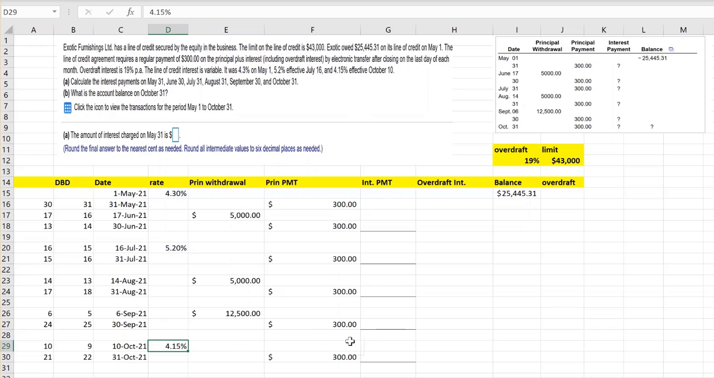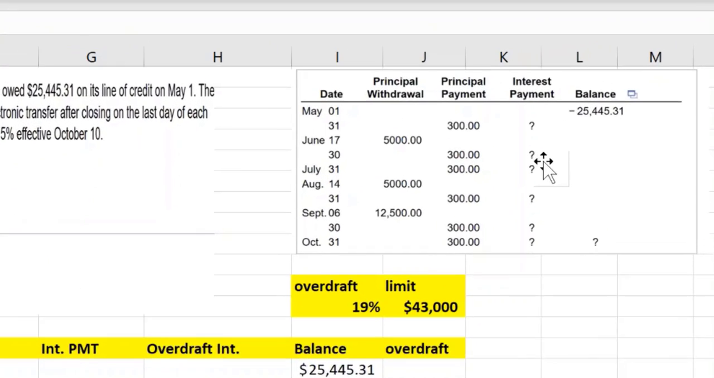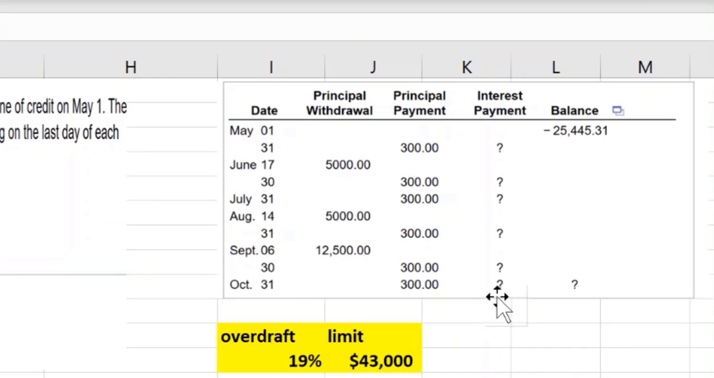So I've completed the table for you from the transaction table. The transactions tell me that on June 17th, there was an extra $5,000 borrowed. On August 14th, an extra $5,000 borrowed. And September 6th, an extra $12,500 borrowed. And again, the principal payment of $300 at the end of each month, counting that last day of each month.